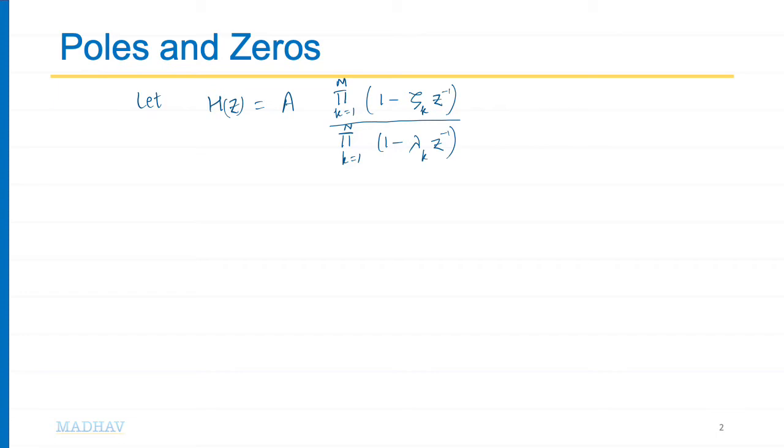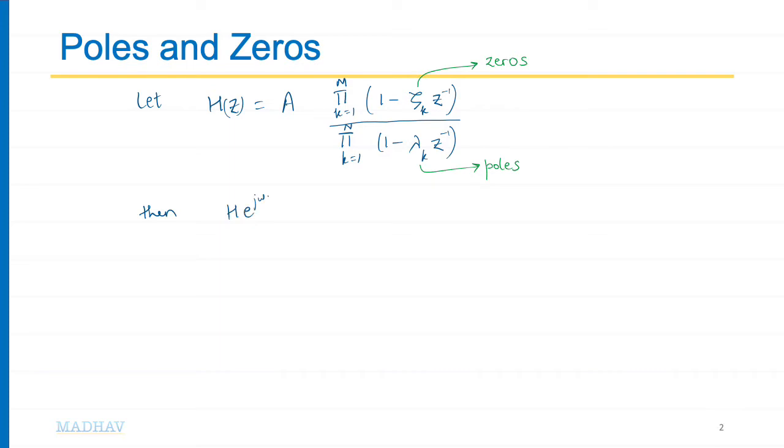A is some magnitude, and ξ_k are the zeros and λ_k are the poles. Right, this is the general form where we have written our H(z), which is the transfer function of an LTI system, in terms of these factors.